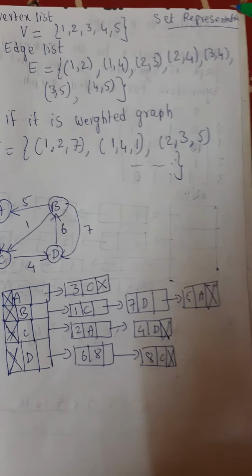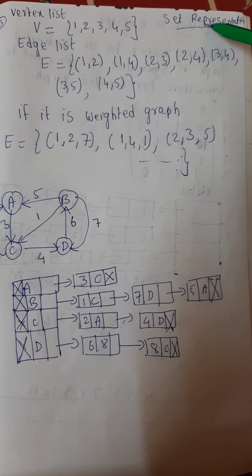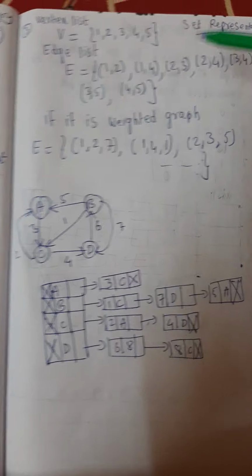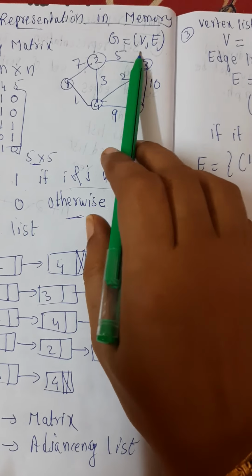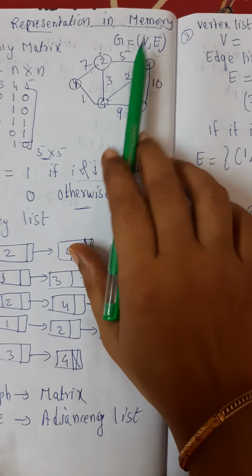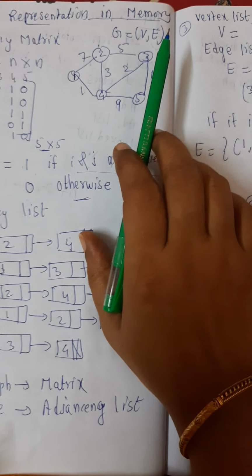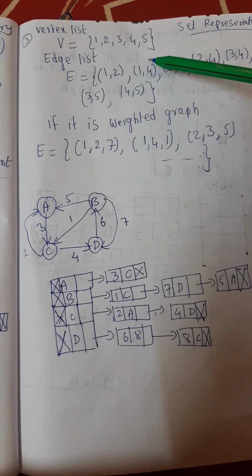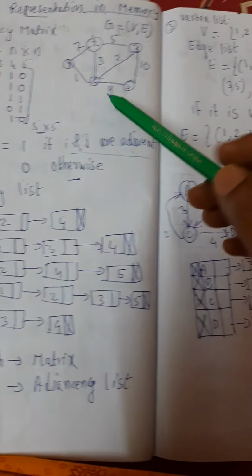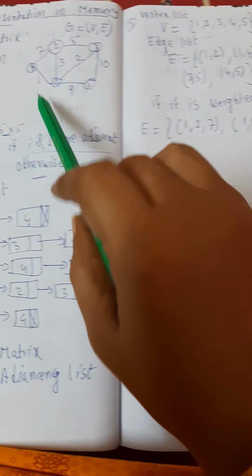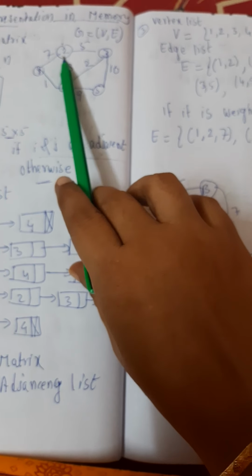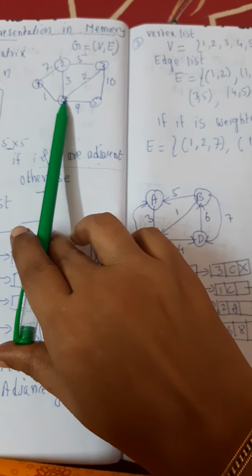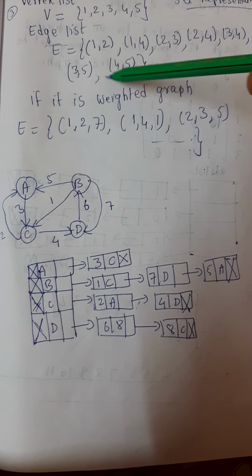Now, the other way of representation we have is the set representation. What is the mathematical notation? You have G equal to the ordered pair (V, E), where V is the set of vertices and E is the set of edges. That is what we are showing here. V is the vertex list. What are the vertices you have? 1, 2, 3, 4, 5. That is the vertex set. And the edges you have: (1, 2), next (1, 4), (2, 3), so all the edges we are writing here.